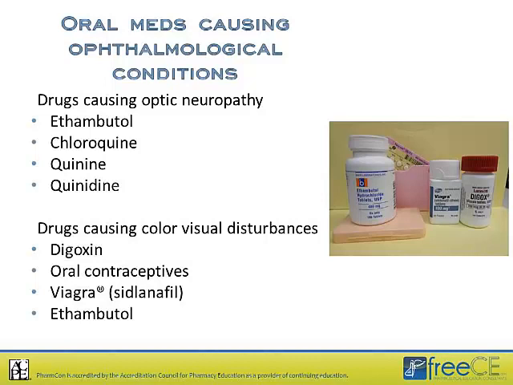Oral contraceptives can cause color visual disturbances, ethambutol, and our good friend Viagra. That's why a lot of pilots are not allowed to use Viagra before flying an airplane, because they're not able to discriminate between red and green. And when you're up in an airplane and you look down into an airport when you're landing, we have the green lights for the runway and the blue lights for the terminal. We wouldn't want those two to be confused by our pilot.